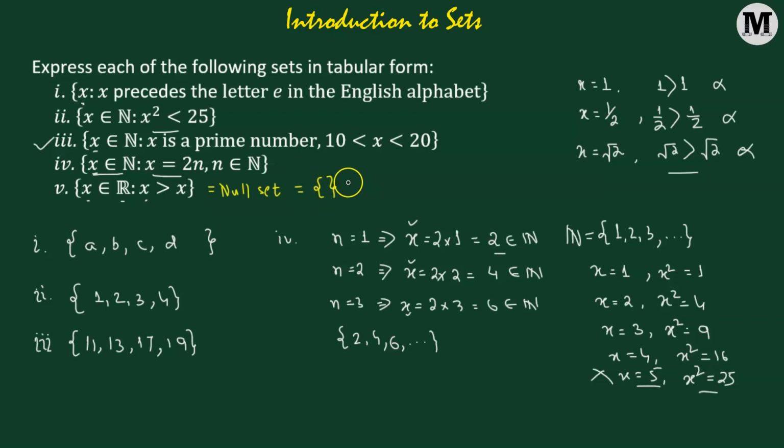There is also another standard way of representing a null set, which is denoted by the letter phi. So this is a set that contains no elements. There are two ways: we can either use the Greek letter phi, or we can use the curly braces without any elements inside it. So this is how we can express each of the following sets in its tabular form.